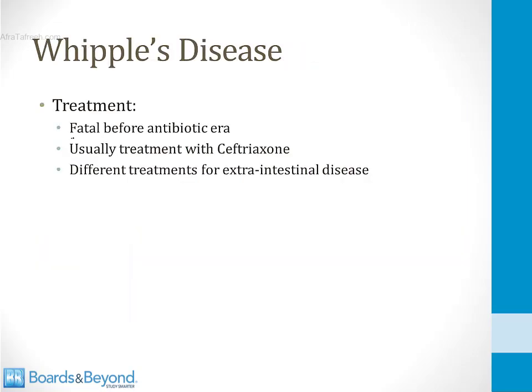Whipple's disease was fatal before the antibiotic era when it was first described in the early 1900s. Now it's usually treated with antibiotics. It responds well generally to ceftriaxone, and there are different treatment regimens that are used when patients have extraintestinal involvement, like of the central nervous system or the heart.